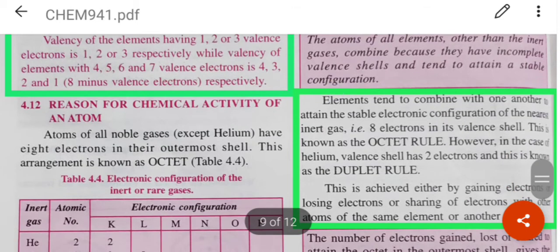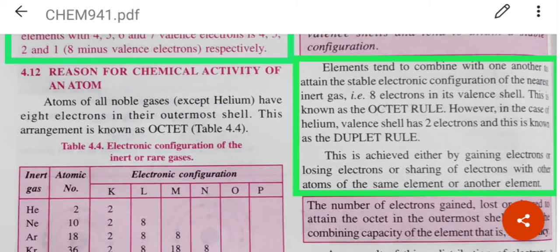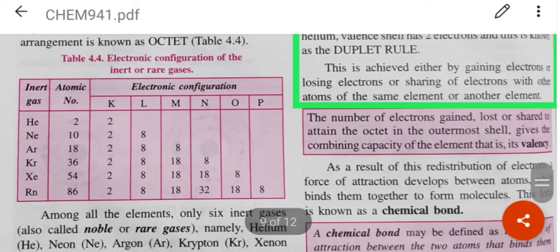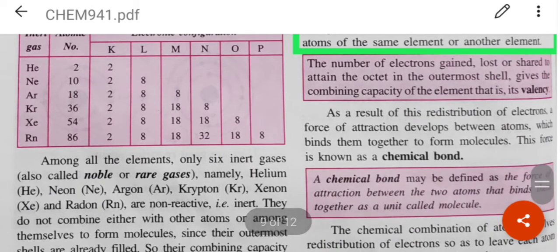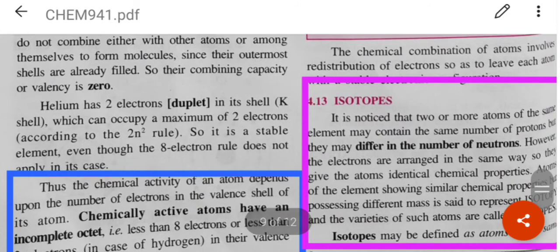Now, what is the reason for the chemical inactivity of an atom? It is because atoms of all noble gases except helium, okay, have 8 electrons in the outermost shell. This is known as the octet, and for helium it is called the duplet. So what happens is that they are chemically stable. Why? Because they have a stable electronic configuration. They do not combine either with other atoms or among themselves to form molecules. Why? Since their outermost shells are already filled. Their combining capacity is 0. Okay.